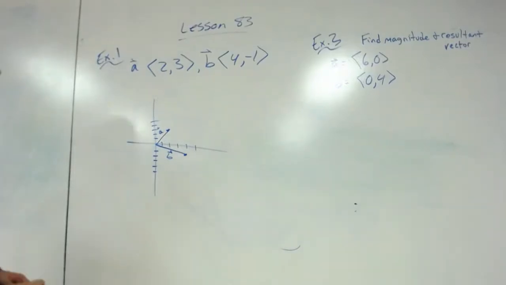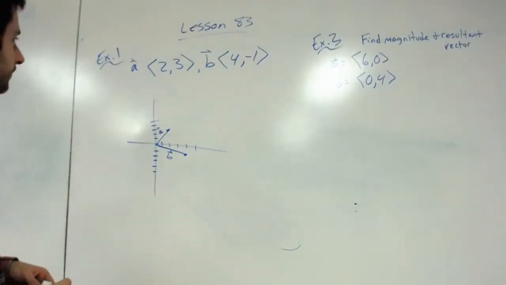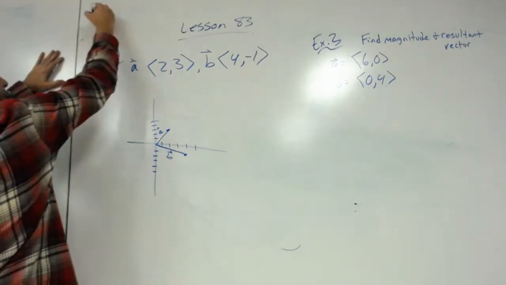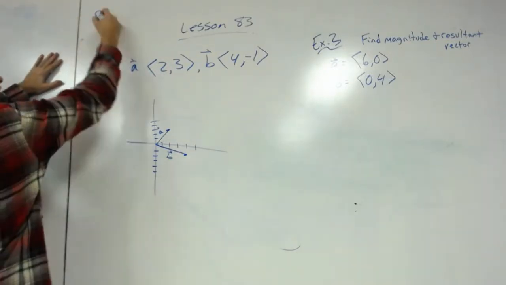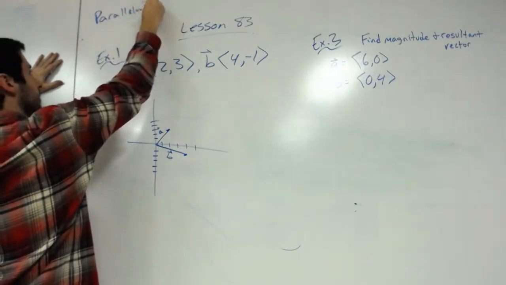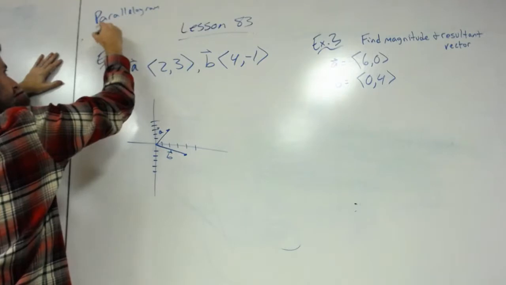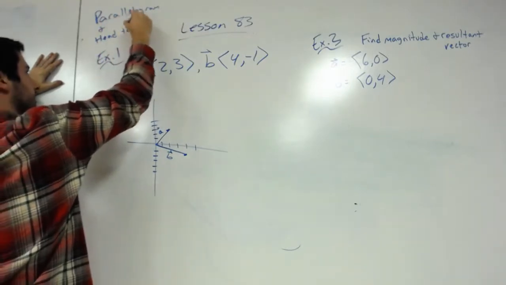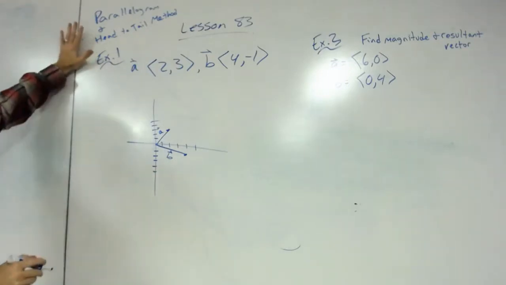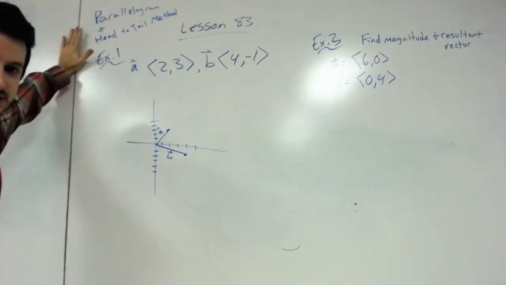Lesson 83, we're going to talk about vector addition. And the first method, it gives two methods. Let's see if you can see that. Parallelogram and head to tail method. Now those sound fancy, but it might be one of the easiest lessons in the book.